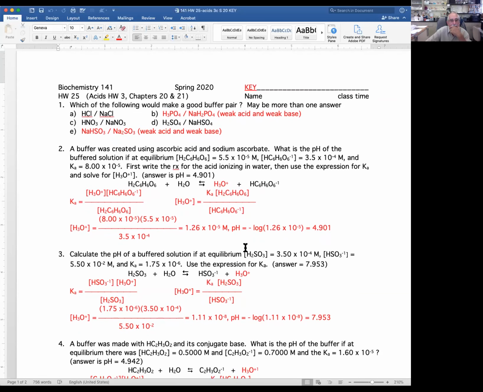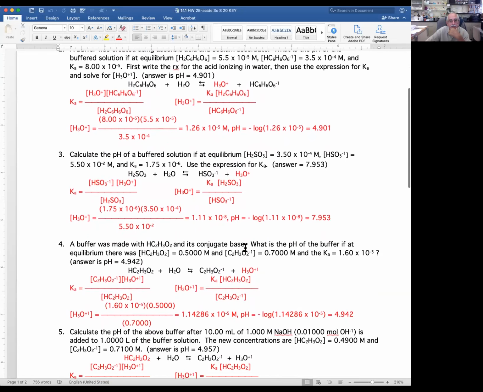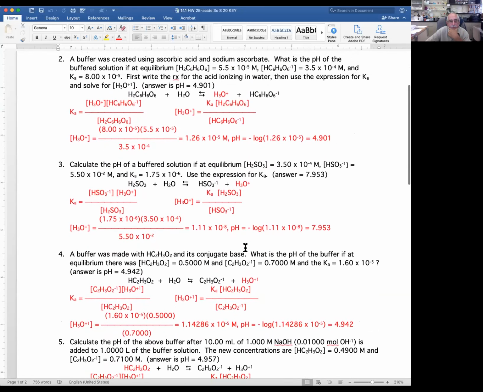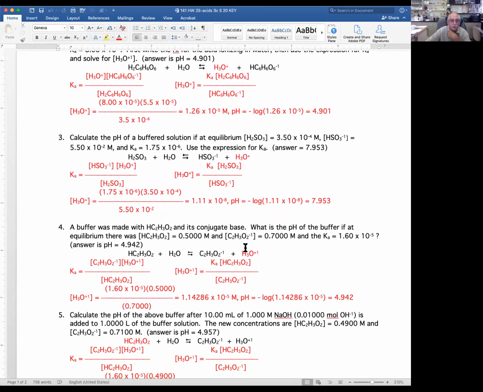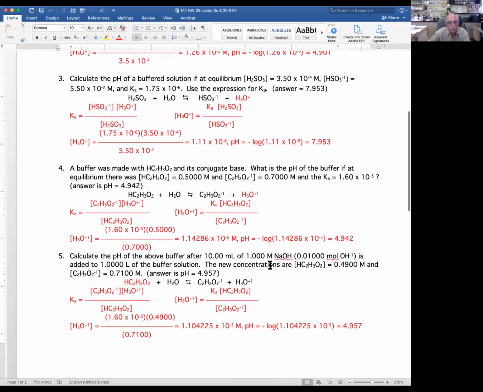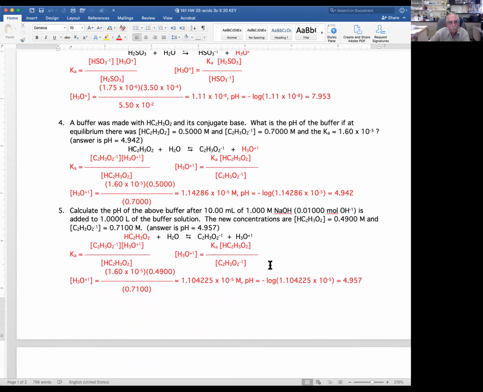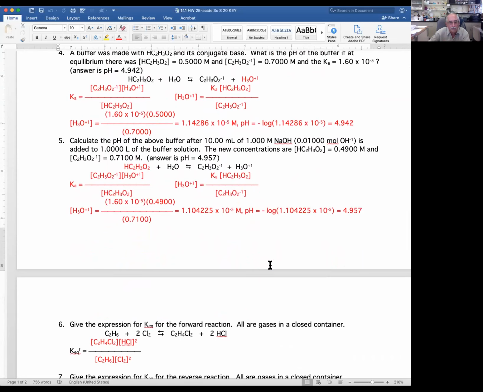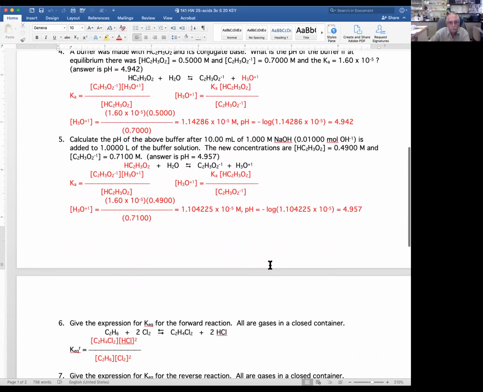Any questions on that? This one was very similar. And of course, these problems, I give you the answers so that you make sure you're doing it right. Unfortunately, we won't do that on the exam. So there's several buffer problems there.